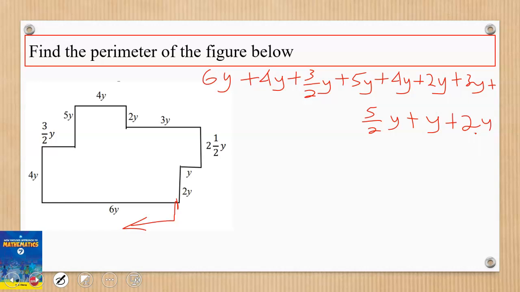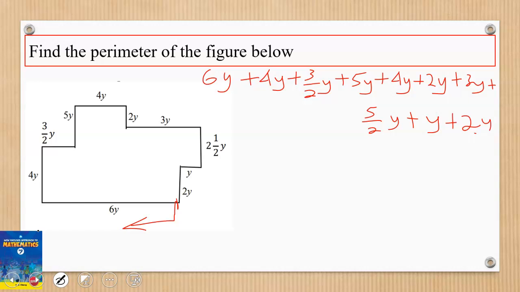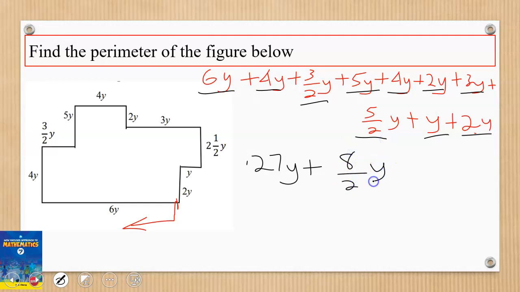Now let's add all the whole numbers, then we add the fractions as well. When we add this plus this, that will give us 10y, 15y, 19y, 21, 24, 25, 27. So we have 27y. Then plus 3 halves plus 5 halves will give us 8 halves y. Then when we have 27 plus 8 halves, we'll find the LCM.